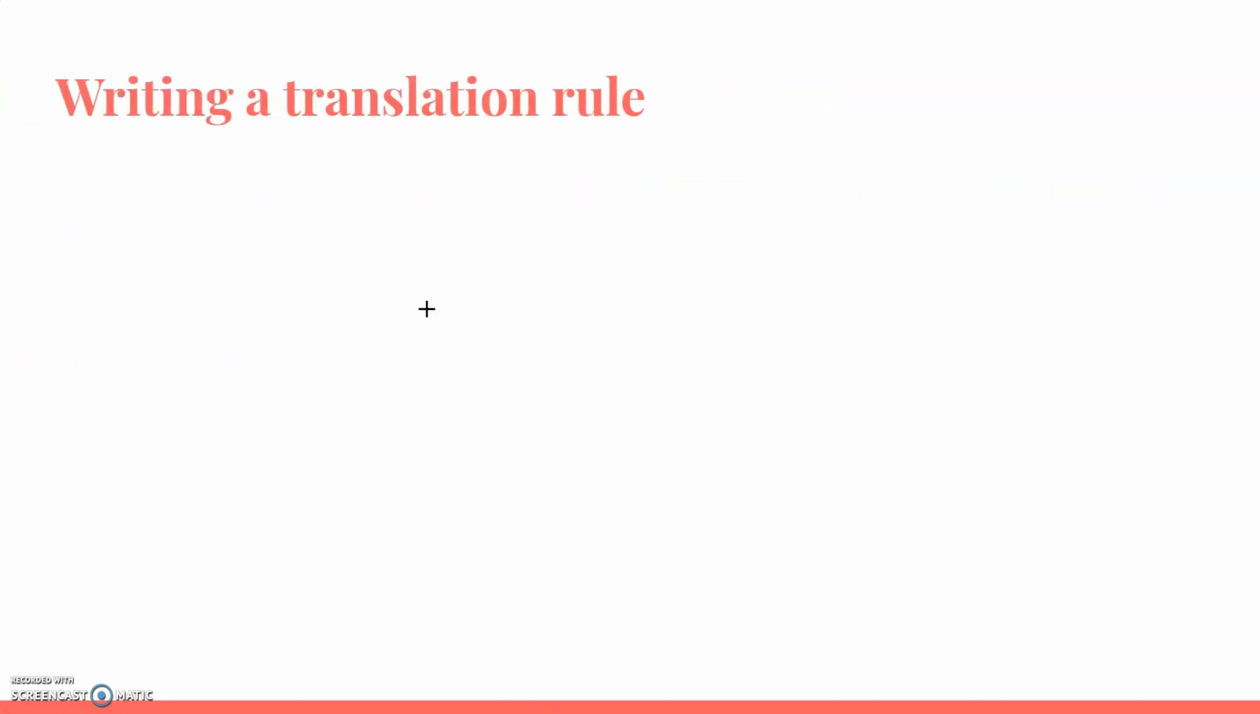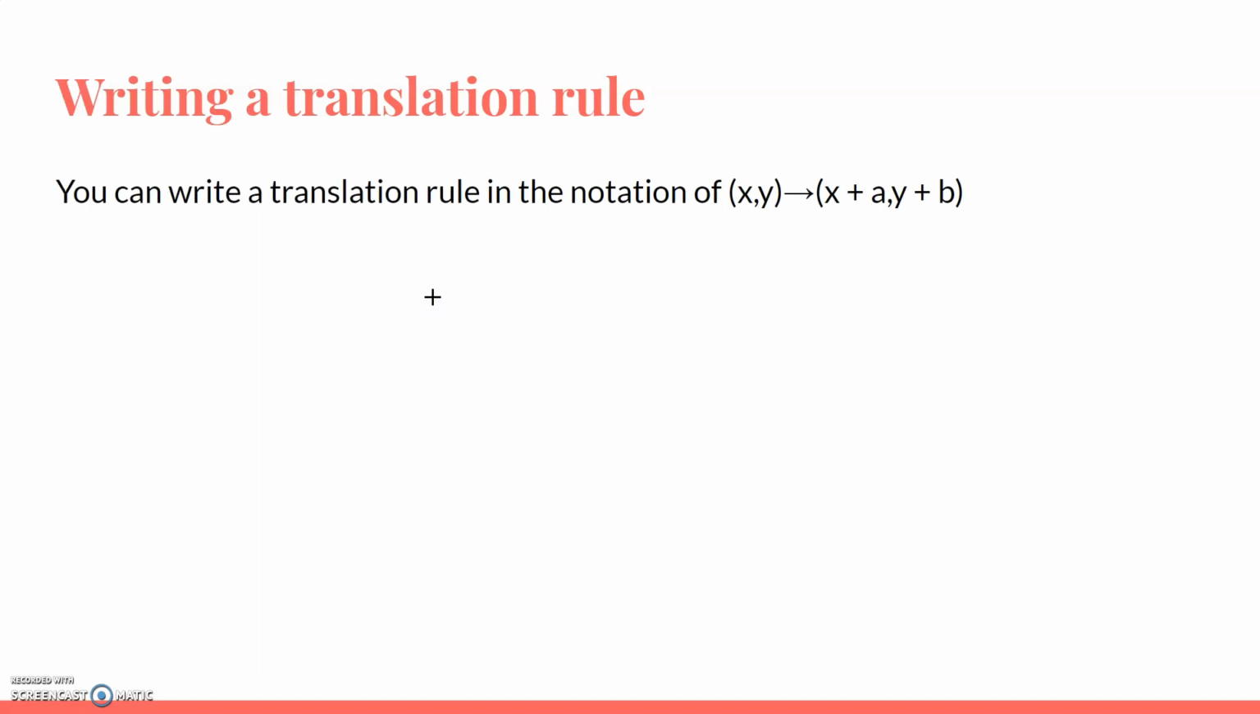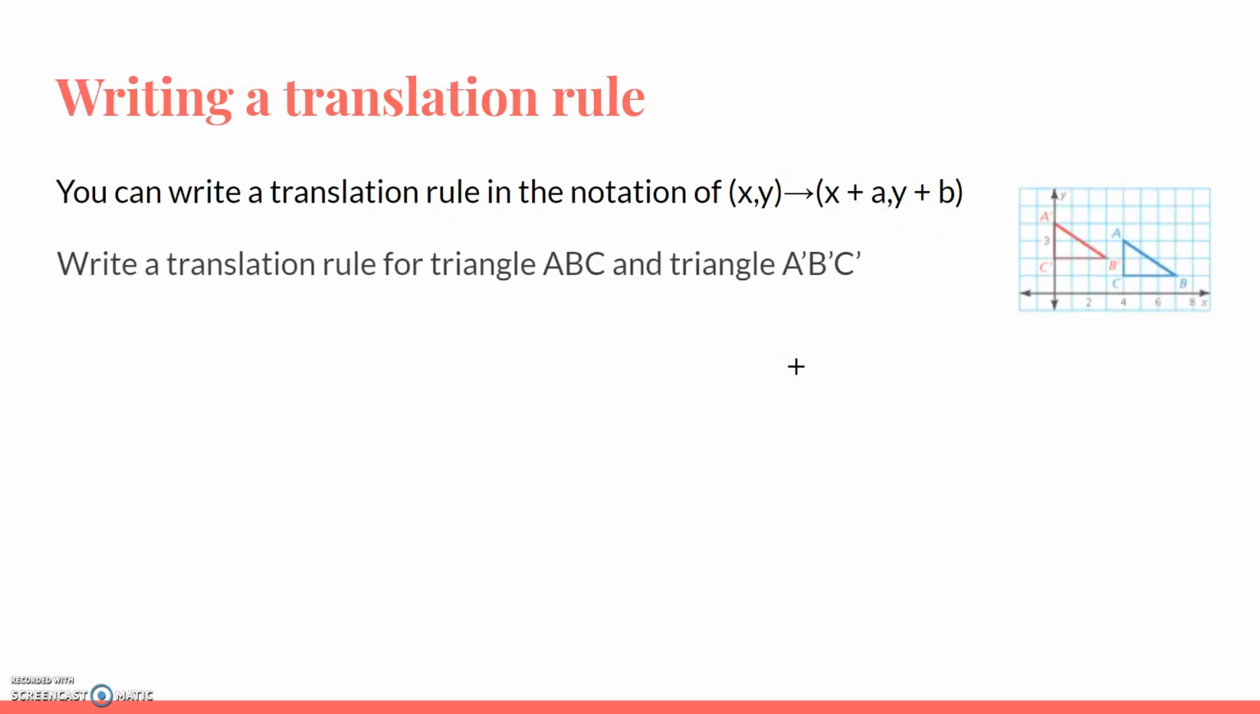Writing a translation rule. You can write a translation rule in the notation of (x, y) being the original coordinate, and then (x + a, y + b), the a and b being the vector's x and y basically. So what you're going to do is write a translation rule for triangle ABC and triangle A'B'C' after it has been translated. Pause the video, give it a shot, and then come back for the right answer.